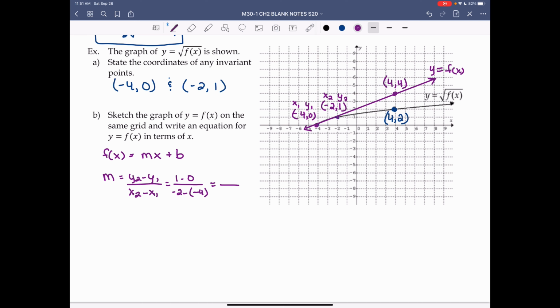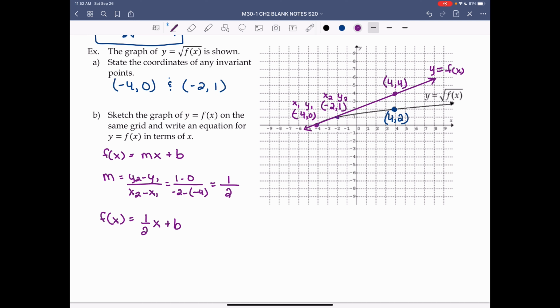1 minus 0 is 1. Negative 2 minus negative 4 is negative 2 plus 4, so that gives me a positive 2. So our slope is 1/2. So f of x equals 1/2 x plus b. Now it looks like we can see our y-intercept. It looks like it's 2, but let's just algebraically double check that. So let's sub a point into this equation and solve for b.